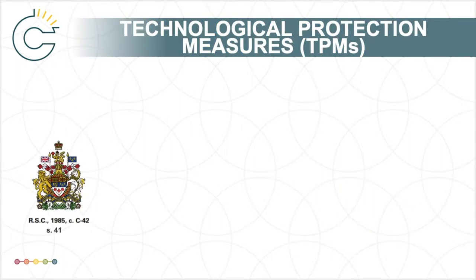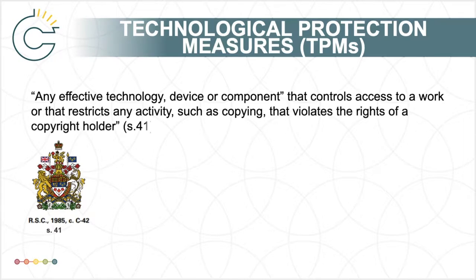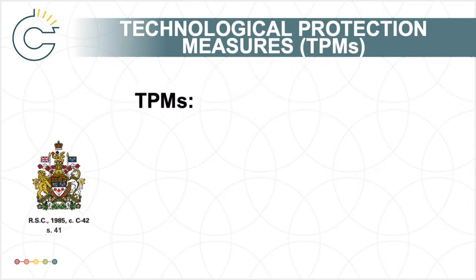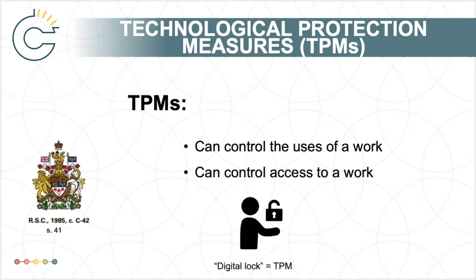The definition is: any effective technology, device, or component that controls access to a work or that restricts any activity, such as copying, that violates the rights of the copyright holder. To reiterate, a TPM can be used to control the uses of a work, but it can also be used to control access to a work. You may have heard of the term digital lock, which is a more general term used to describe TPMs.